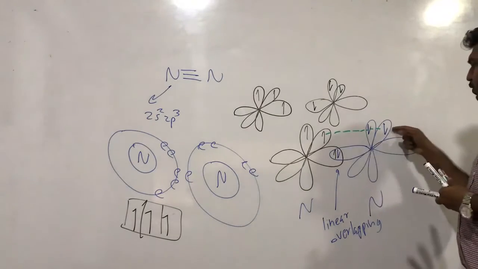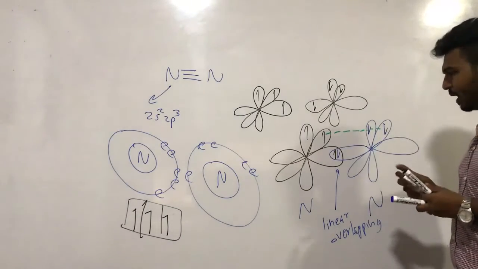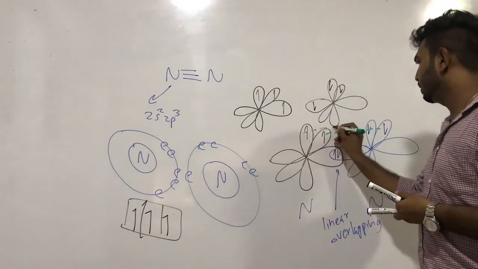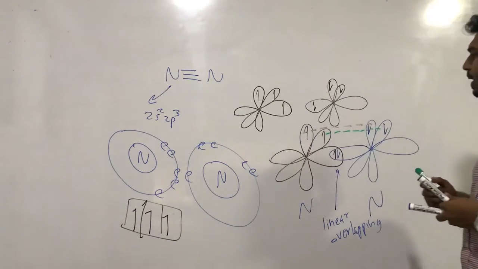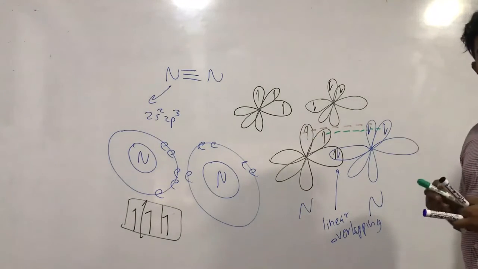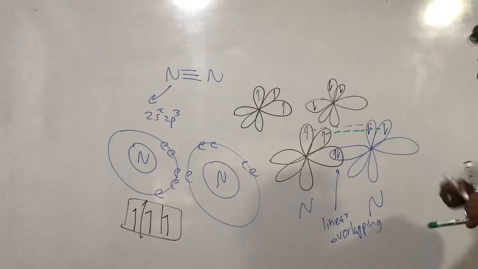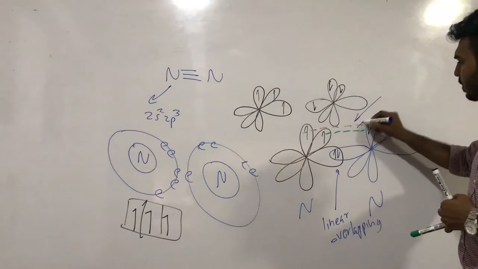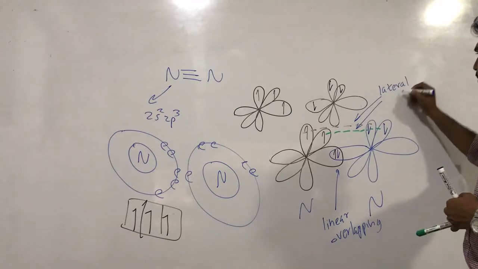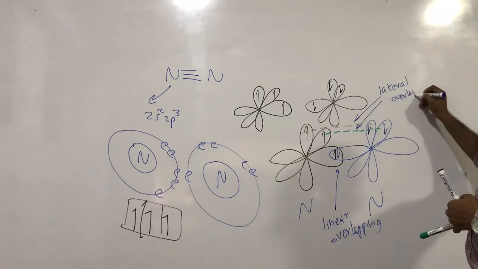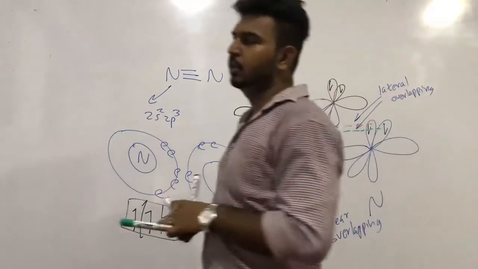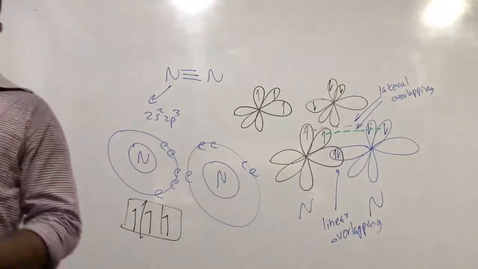So these two electrons will get attracted, and these two electrons also will get attracted. This is also an overlapping. So we call these overlappings lateral overlapping. Those are the two overlappings.